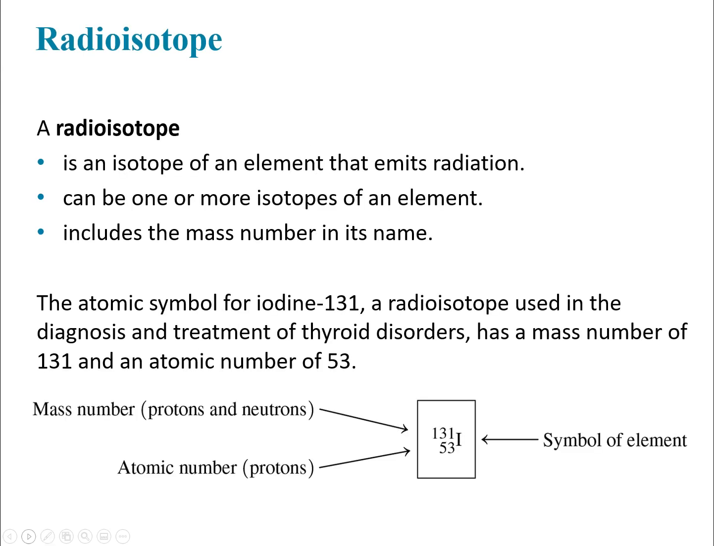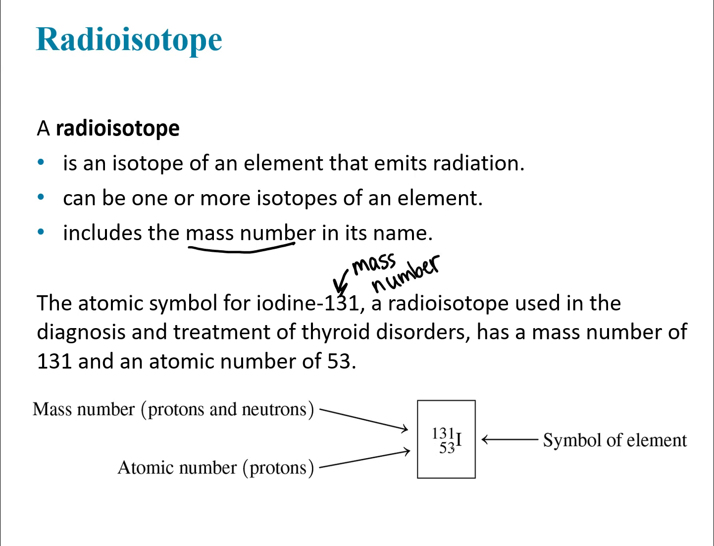So radioisotopes, we talked about atomic symbols already. So this is really a refresher of that from chapter 4. A radioisotope is an isotope of an element that emits radiation. And you can have more than one isotope of an element that's radioactive. And just like any other isotope, you want to include the mass number in its name. So the example that's shown is for iodine-131. The 131 is the mass number.